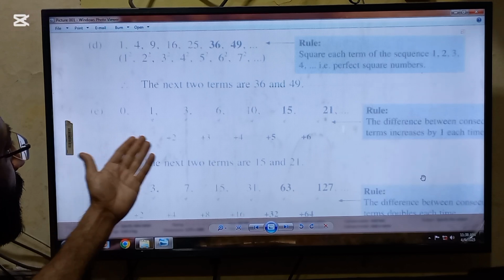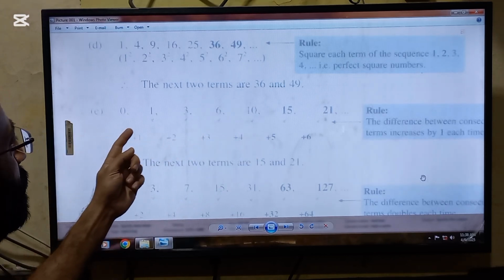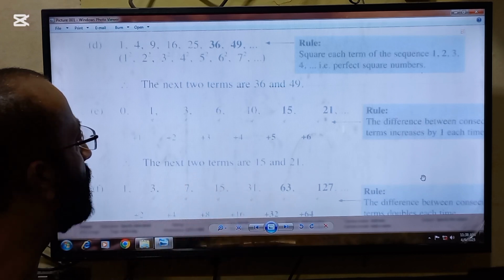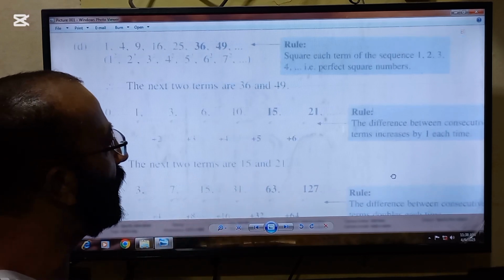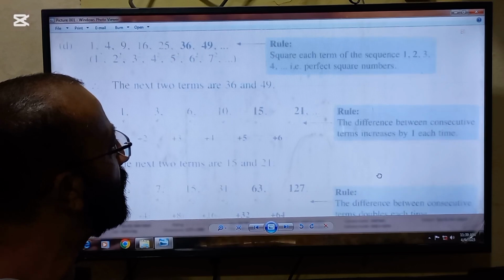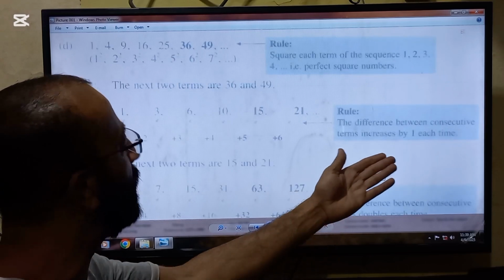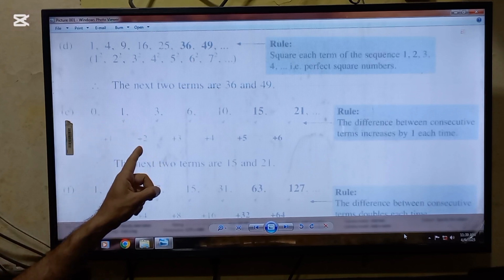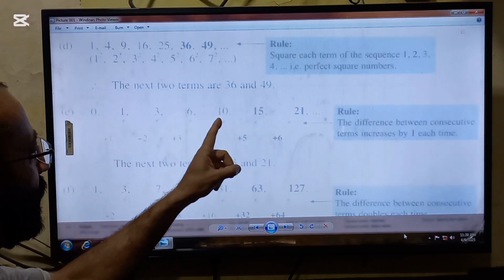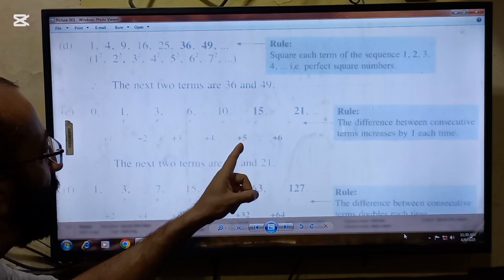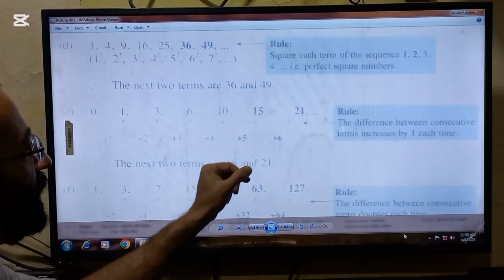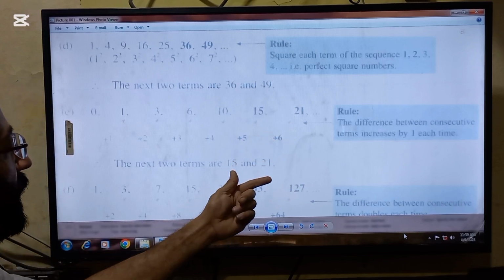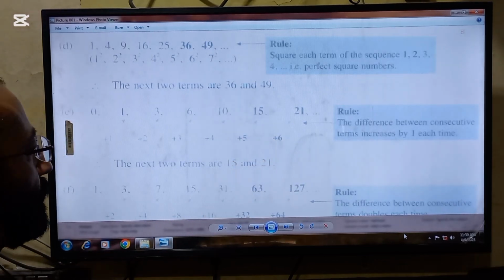So here is the next number sequence, that is E part: 0, 1, 3, 6, 10, and so on. In this number sequence, we can pick the rule that the difference between the consecutive terms increases by 1 each time. So here is plus 1, the next will be plus 2, the next will be plus 3, the next will be plus 4, definitely the next will be plus 5, that will give us the result 15, the next will be plus 6, that will give us the result 21. So these are the next two terms.